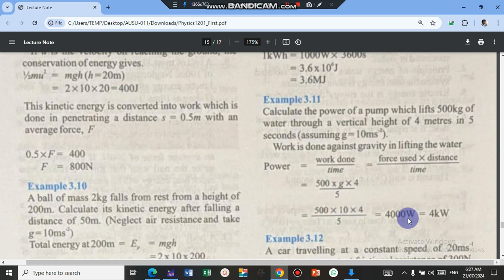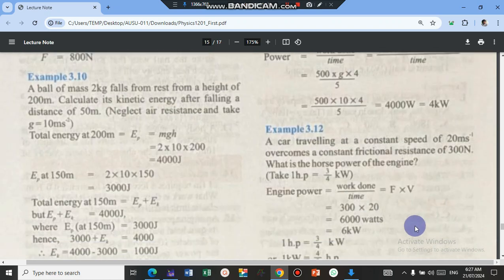So when you substitute, you will get 4,000. You divide by 1,000. This will be 4 kilowatt power. The second example says a car traveling at a speed of 20 meters per second overcomes a constant frictional resistance of 300 Newton. What is the horsepower of the engine? And they say we should take 1 horsepower as 3 over 4 kilowatt.